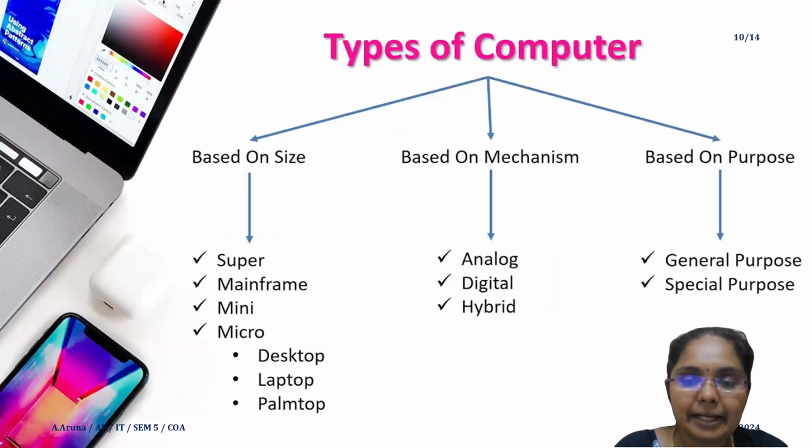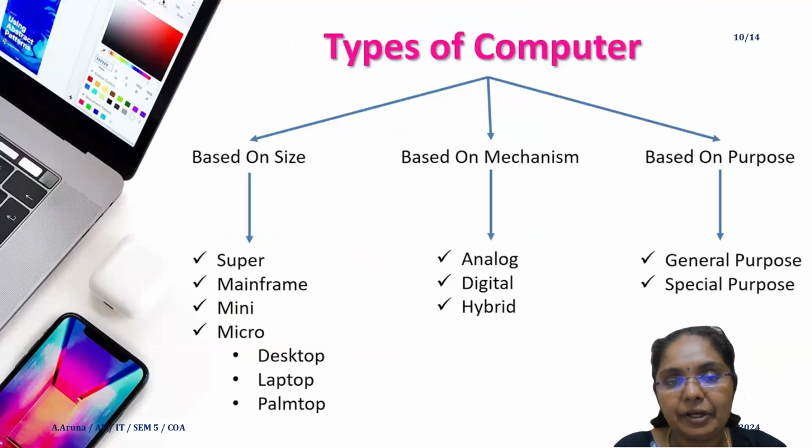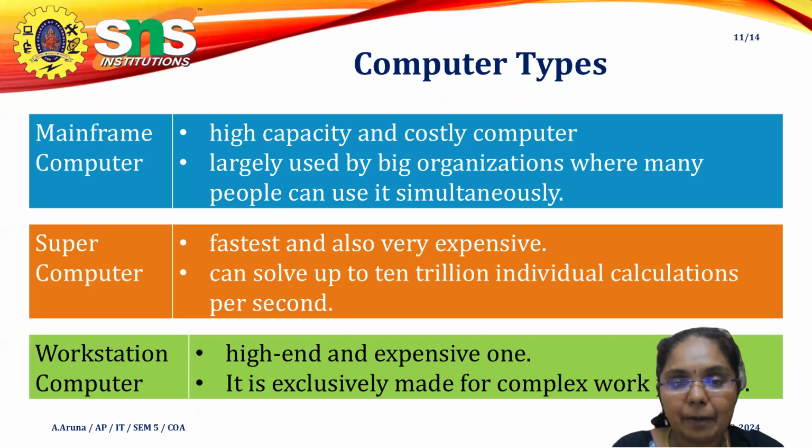The next thing is the types of computer. Types of computer can be classified into 3 parts: based on size, based on mechanism, and based on purpose. Based on purpose, we generally have 2: general purpose and special purpose. Based on mechanism, we have 3: analog, digital, and hybrid. Based on size: super, mainframe, mini, and micro. Micro includes desktop and laptop. These are the various types of computer.